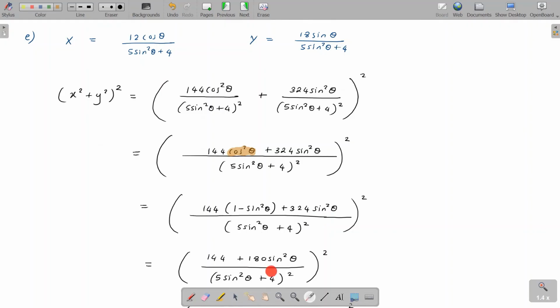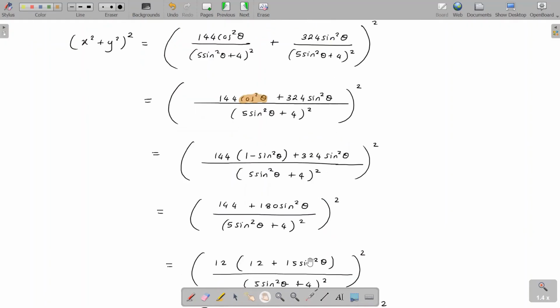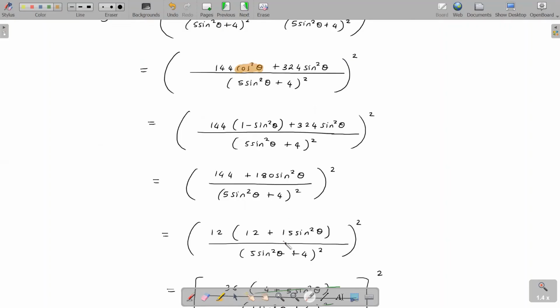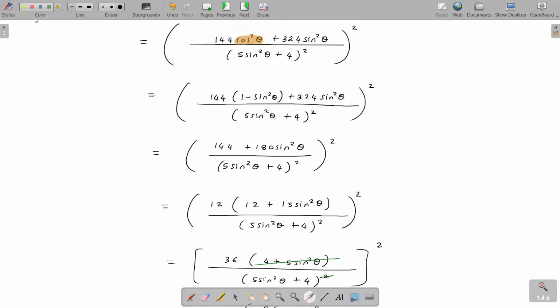That gives us plus 180 sin square. And then what I did here was we took the common thing out from 144 and 180. So first we took out a 12, but if you look here, we could directly take out a 36, right? We could skip this step and come over here. Directly taking out a 36, you get 4 plus 5 sin square theta divided by 5 sin square theta plus 4 whole thing square.